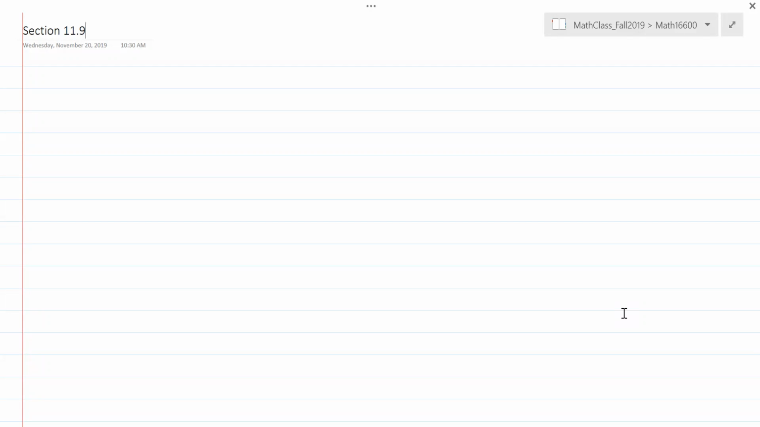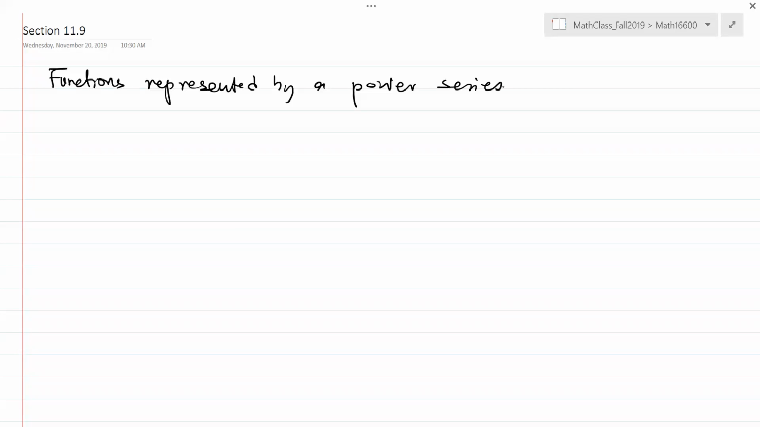Today's section is about power series again. The functions represent the power series. It's more precise. We're talking about functions represented by the power series.